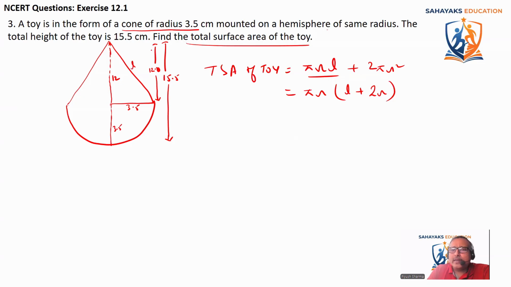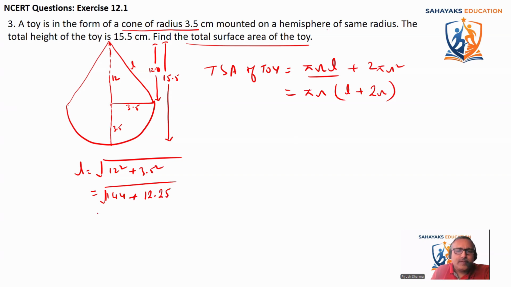But do we know l? We don't know l, so first we have to find l. How to find l? l is equal to the square root of 12 square plus 3.5 square. 12 square is 144, plus 3.5 square is 12.25. So it comes as 156.25.